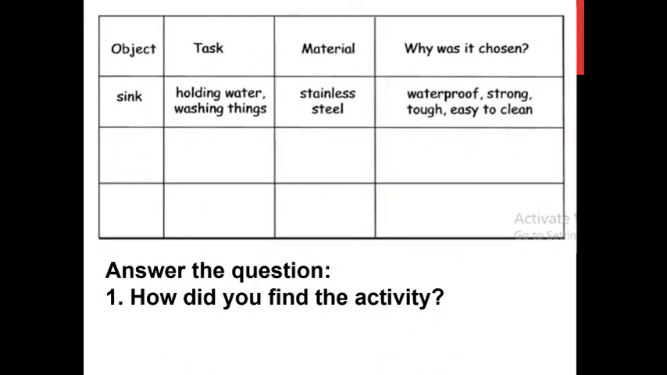Then another: object, task, material, why it was chosen. So, sink. So, yung lababo natin, holding water, washing things, stainless steel, waterproof, strong, tough, easy to clean. So, those are. Then, another question is, how did you find the activity?